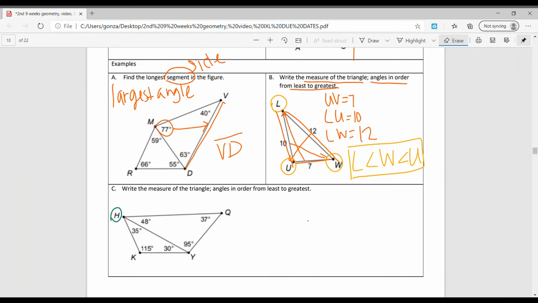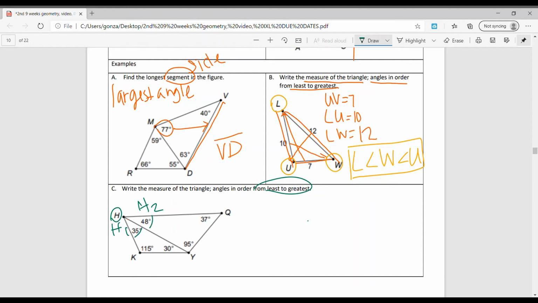Write the measure of the triangle and then angles in order from least to greatest. So we're going to have to look at these two triangles that are put together. What's unique about this quadrilateral is that this angle H can be split into two. So 35 is going to be H1, and then 48 is going to be H2. As we put these together from least to greatest, that's all we're going to do. Write the measure of the triangle. I believe that wants us to match the sides.